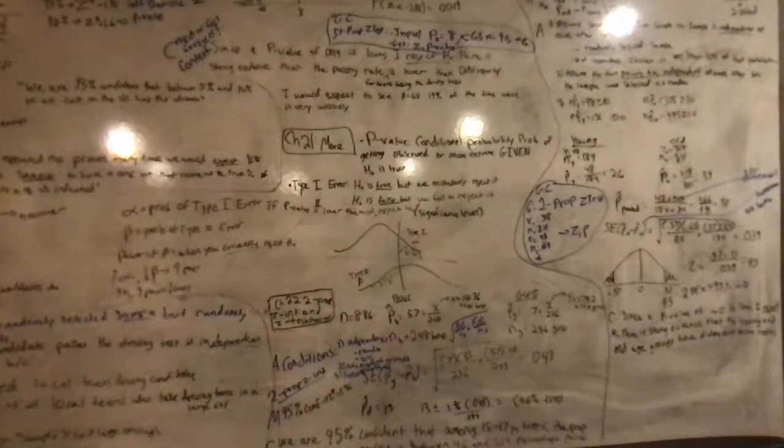And then after you write down everything, you want the conditions. So there aren't hypotheses for this, but the conditions are the same thing: independence and success failure. But now that you have two proportions, you have two samples now. So it's also independent groups. So instead of two main conditions, you have three. So independence, because random and 10% condition.